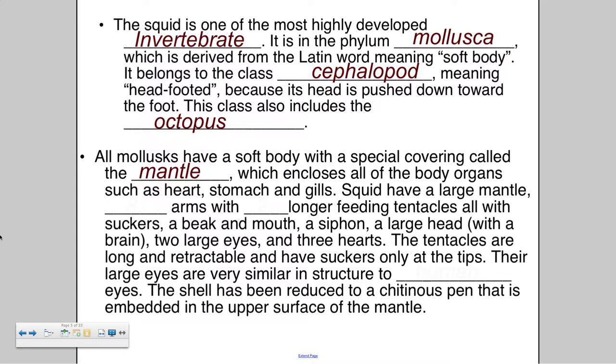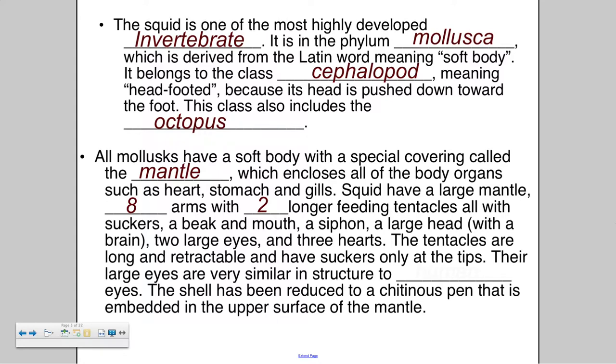How many arms? How many? Eight arms with two longer feeding tentacles. And they all have suckers on them. The longer tentacles have them at the very end. The arms have them all the way down so they can grab stuff and bring them in. Continue. Siphon. A large head with a brain, three large eyes, and three hearts. Three hearts.